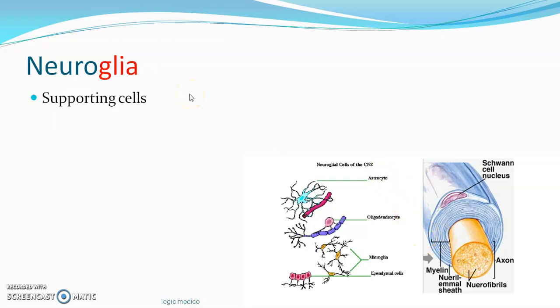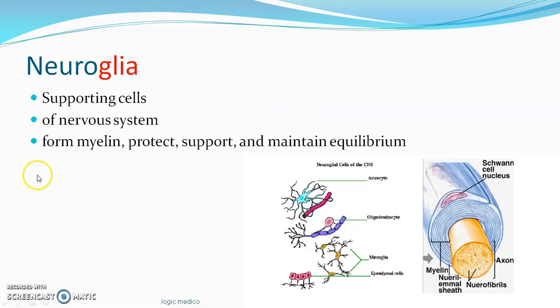So there are two types of cells in our entire nervous system. One is neurons, the other one is neuroglia. So glia is actually gluing the cells of the nervous system. They are the supporting cells of the nervous system. They are called neuroglial cells or just glial cells. They form the myelin, they protect the neurons, they support the neurons, maintain the equilibrium, and also nourish the neurons. These are the functions of the neuroglia.